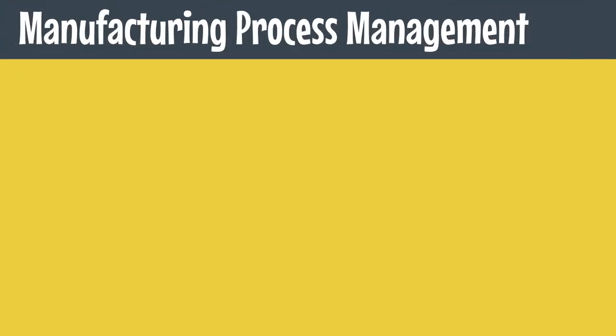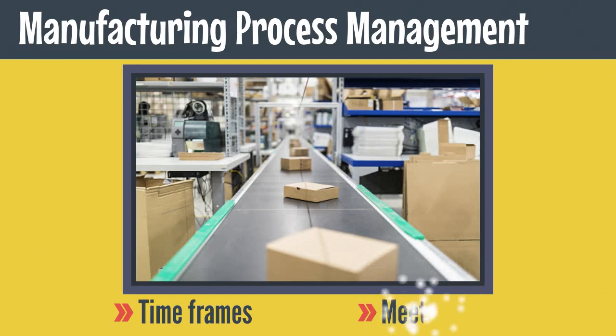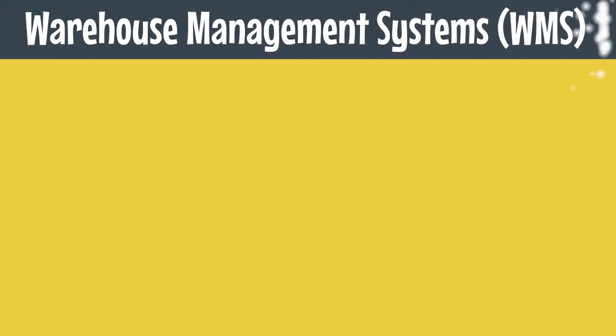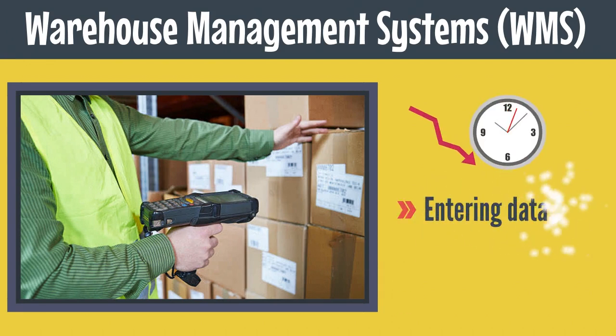Manufacturing process management systems allow companies to define how products are being manufactured and allow for timeframes to be entered so that the manufacturing meets timelines. Warehouse management systems, WMS, are used in the warehousing process to make warehousing activities faster. This reduces the time spent entering data and filling out entry forms.